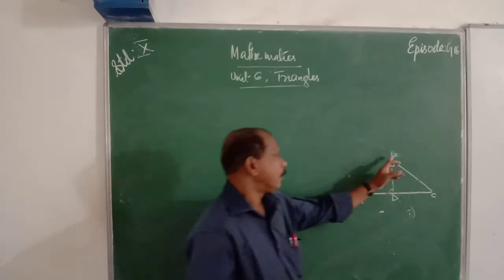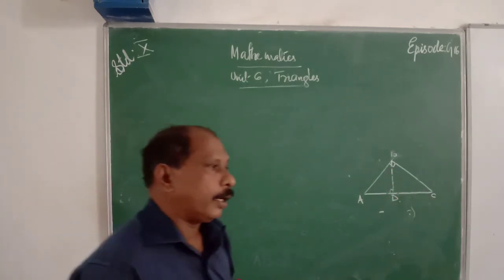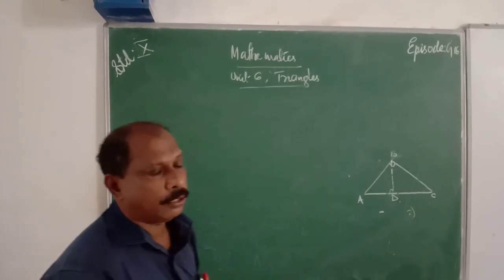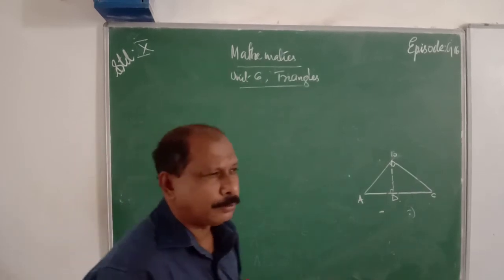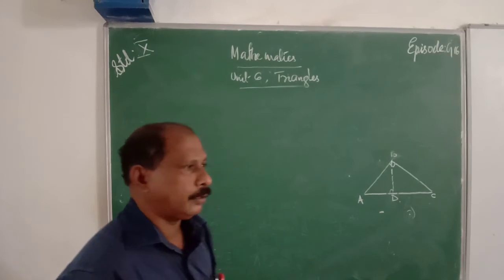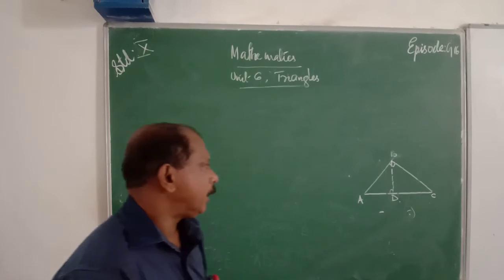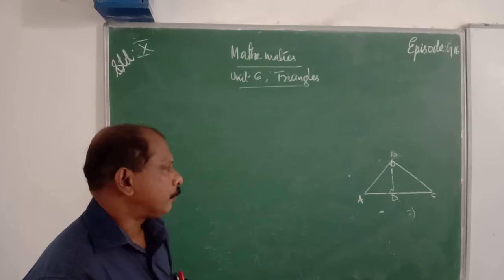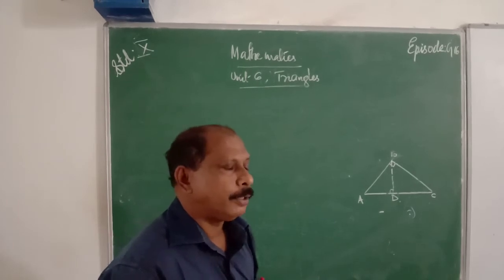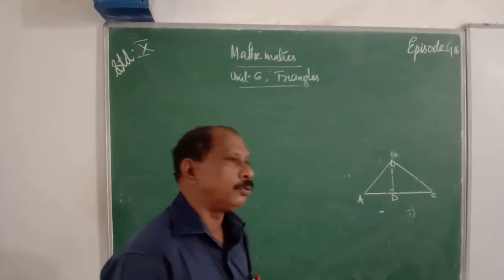Similarly, in triangle BDC and triangle ABC, angle C is equal to angle C, and angle BDC is equal to angle ABC, which is 90 degrees, as given. Therefore, triangle BDC is similar to triangle ABC, by the angle criteria. Therefore, sides are proportional. Therefore, BC by CD is equal to AC by BC. Therefore, BC square is equal to AC into DC. That is equation number 2.